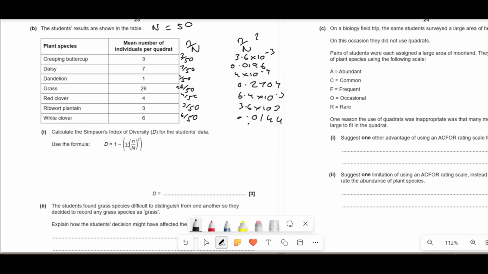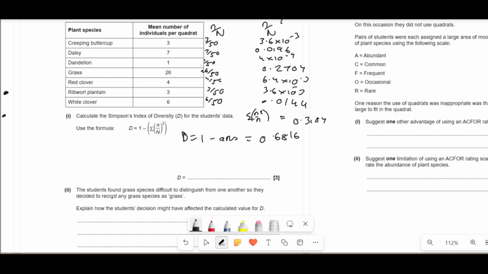So then what I need to do is work out what sigma of n over N, all squared, is. I'm just taking that and squaring it. The sigma of all of that would be 0.3184. Then D would equal 1 minus your answer, which I hope is correct. So yeah, it is 0.6816. There you go.